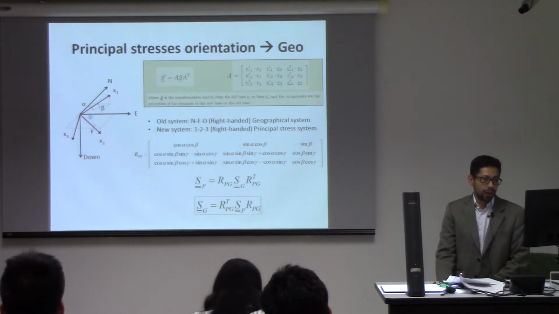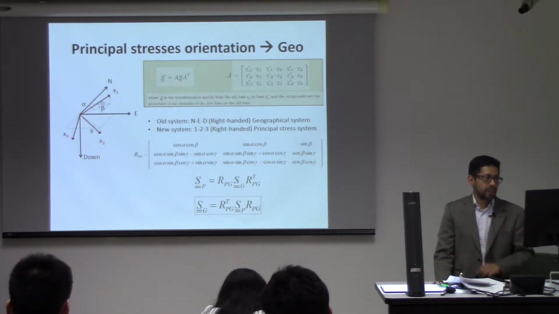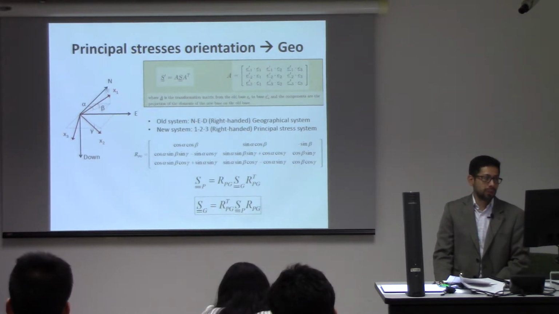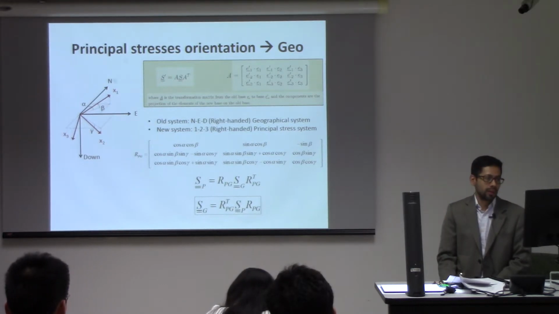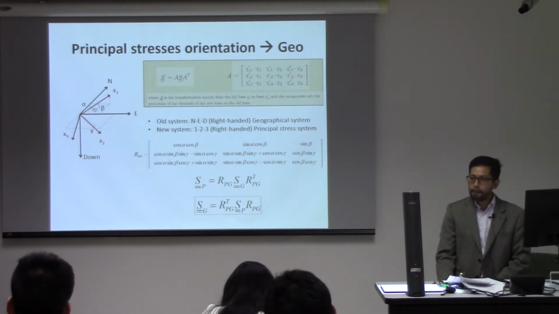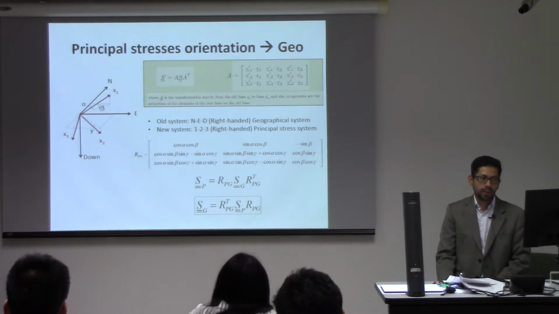According to this convention, alpha is the horizontal angle between the north and the projection of x1, or principal direction 1, on the horizontal plane. You see, it's this angle over here. Beta is going to be a vertical angle from a horizontal plane to x1.